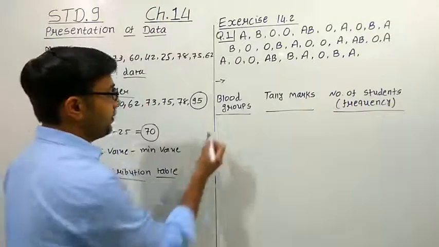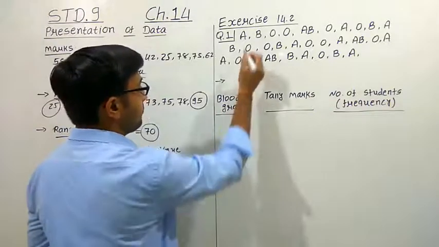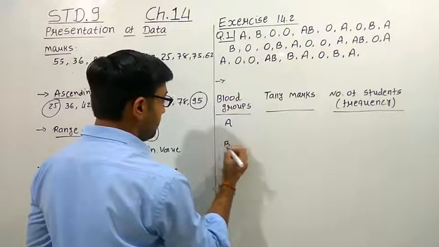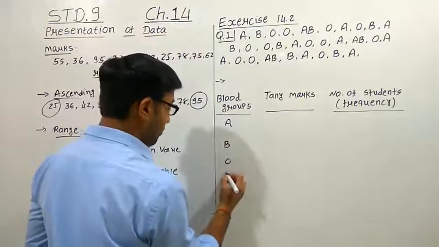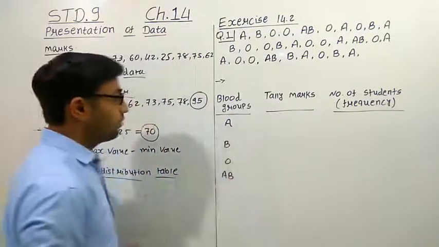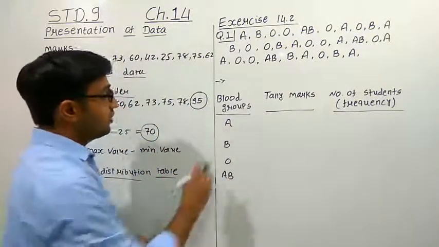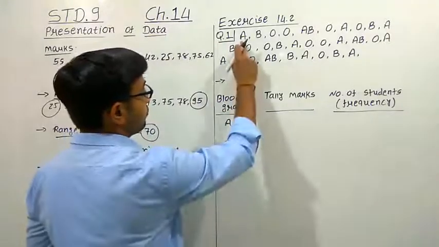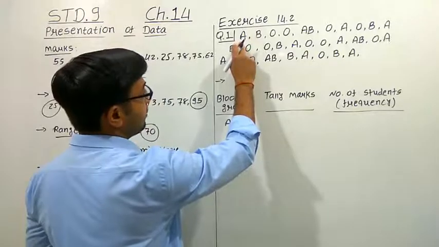So first of all, identify how many blood groups are there. The blood groups here are A, then B, then O, and then AB. So only these 4 types of blood groups are there. Now, how to use this tally mark? First of all, start to identify the blood groups from here.